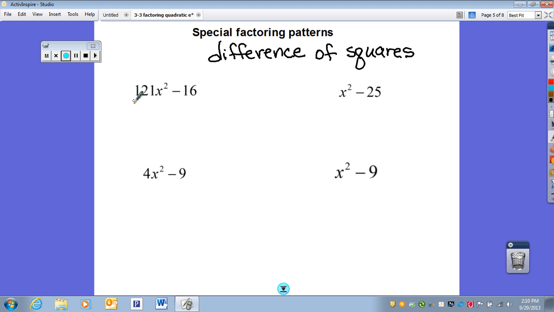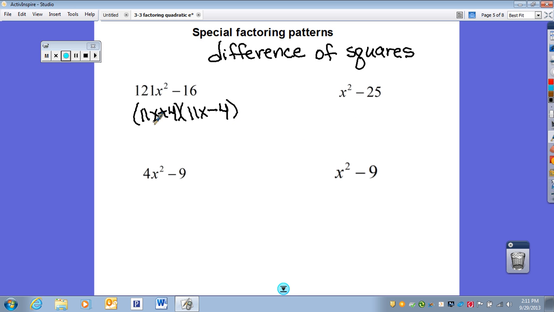So we first take a look to see if 121 and 16 have common factors. Since they don't, we'll draw our 2 sets of parentheses, and what we want to do is to take the square root, or what do I multiply times itself, to give me 121x squared. That's going to be 11x and 11x. I do the same thing with the last term, 16. I take the square root, or in other words, what do I multiply times itself that gives me 16. And in order to get the difference, the minus sign, one of our factors needs to be positive and one of them needs to be negative.